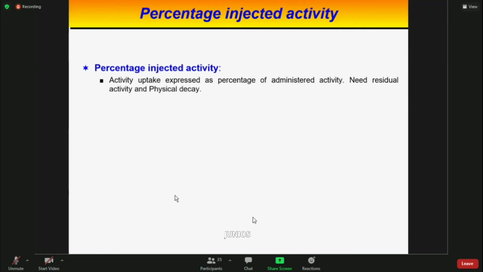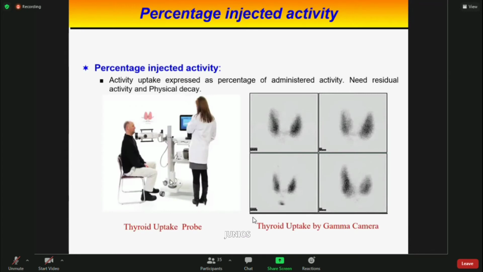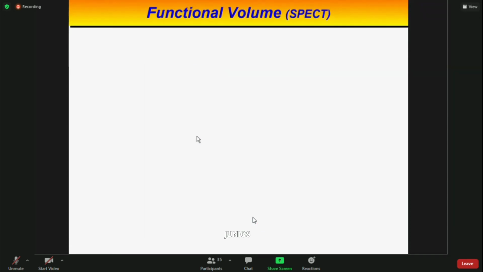Activity uptake expressed as a percentage of injected activity is sometimes a convenient measure. However, it is necessary to measure the residual activities, such as the syringe and associated tubing after administration, and to correct for physical decay. For example, the thyroid uptake probe.